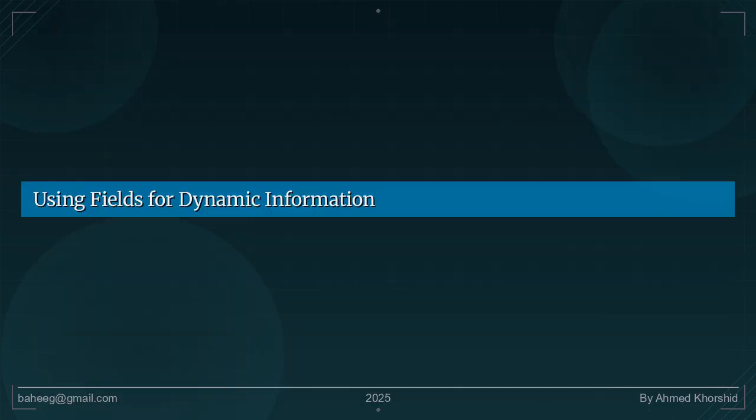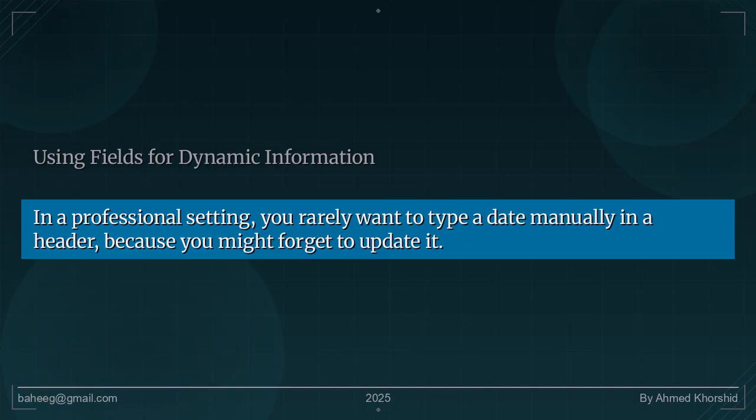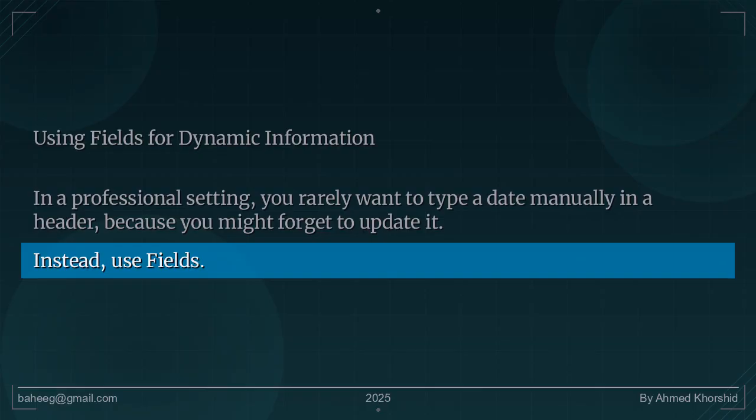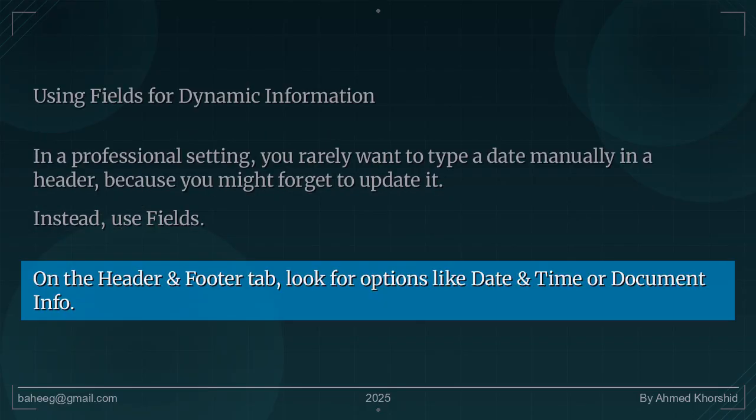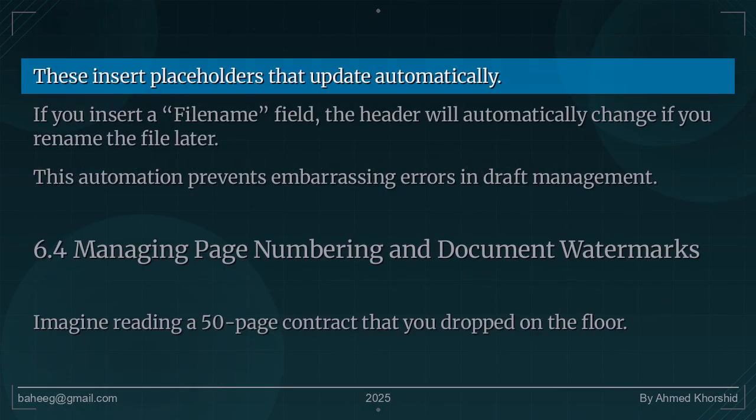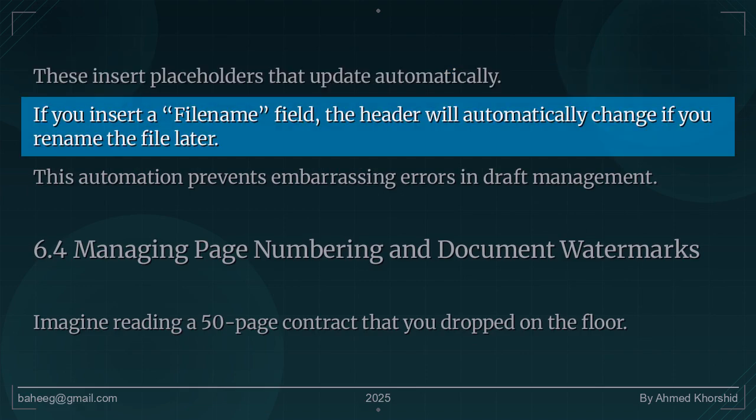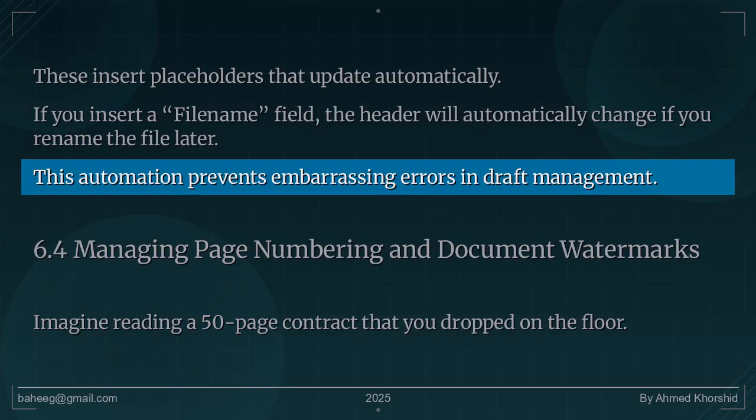Using fields for dynamic information. In a professional setting, you rarely want to type a date manually in a header because you might forget to update it. Instead, use fields. On the Header and Footer tab, look for options like date and time or document info. These insert placeholders that update automatically. If you insert a file name field, the header will automatically change if you rename the file later. This automation prevents embarrassing errors in draft management.